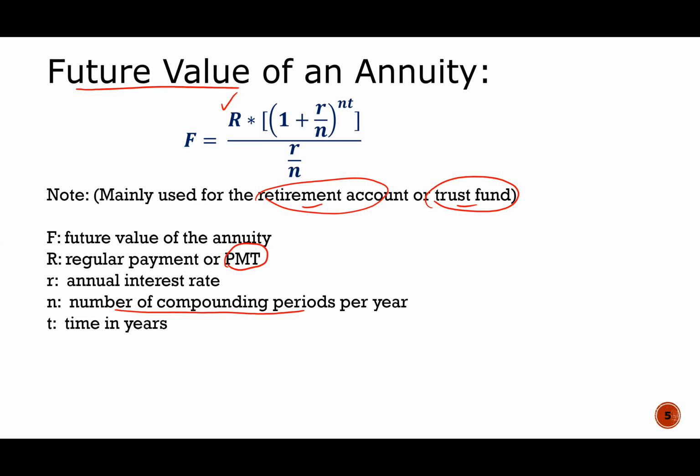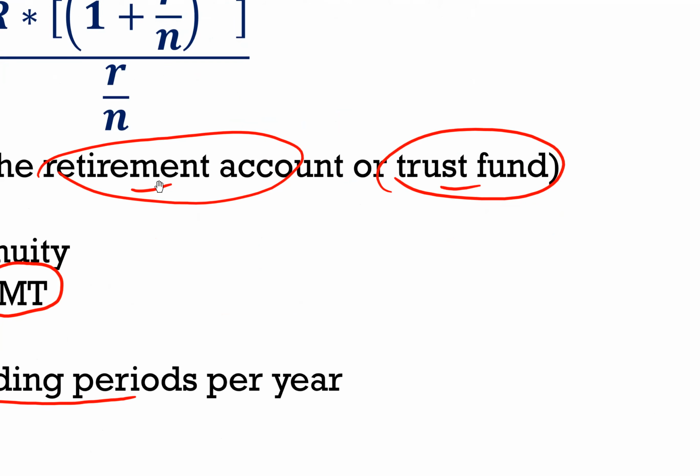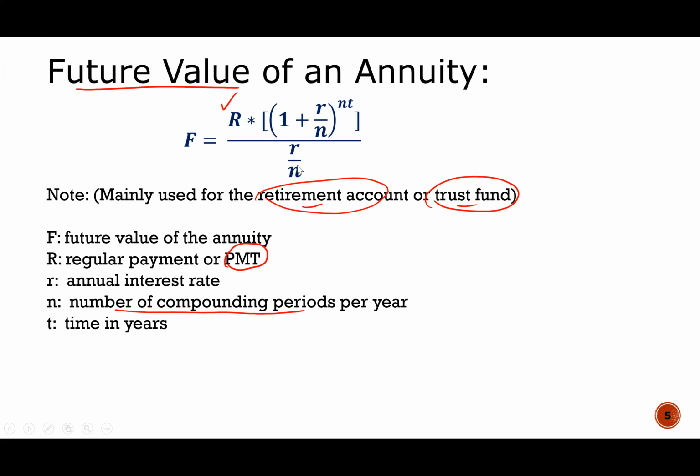Okay, if you look at the formula, here it is regular payment times square bracket, open parenthesis, 1 plus r over n, to the nt, and then dividing by r over n. Okay, you can also look at r over n as the interest rate per compounding period. So that's basically what that is. Okay, so keep in mind this is future value of annuity.